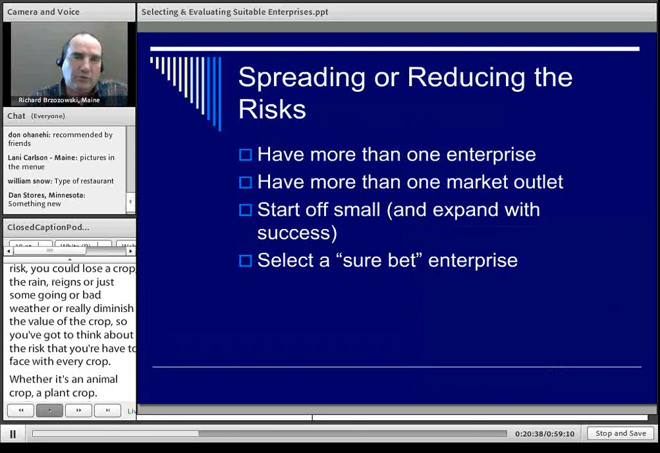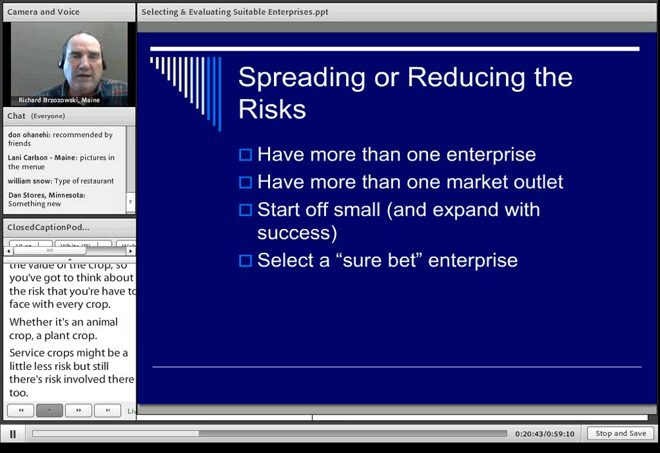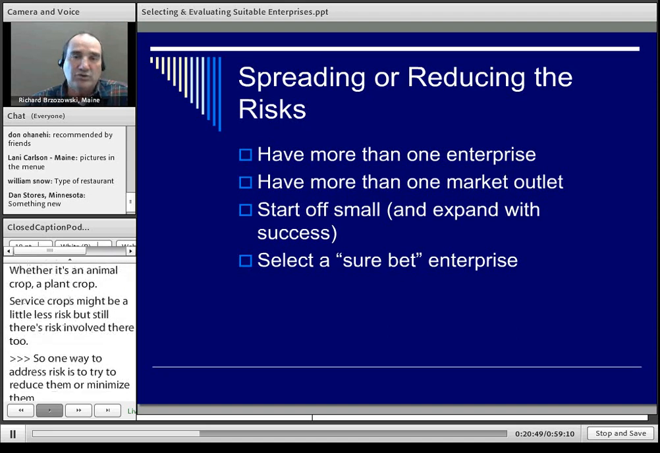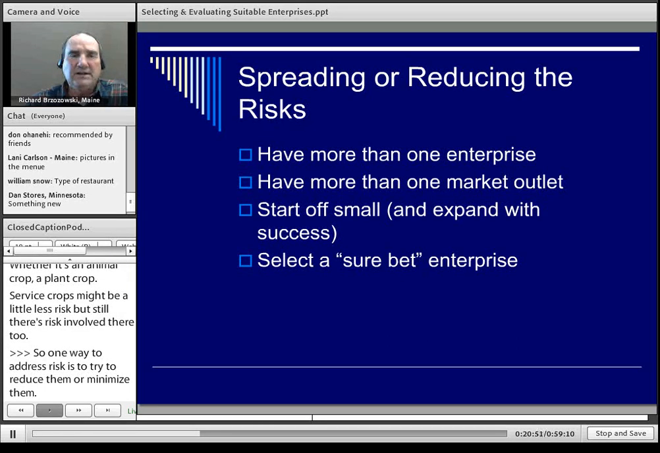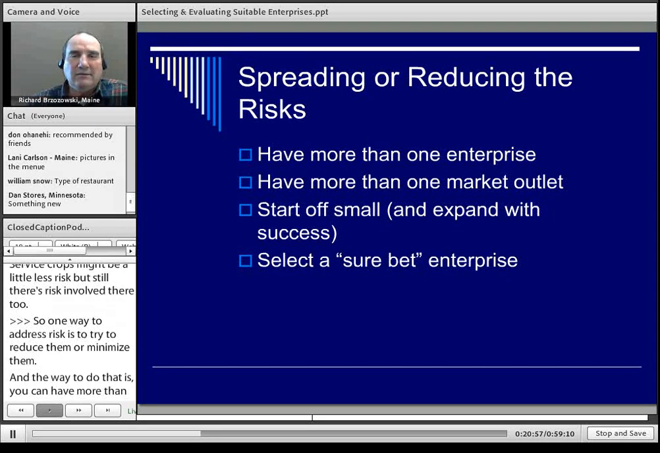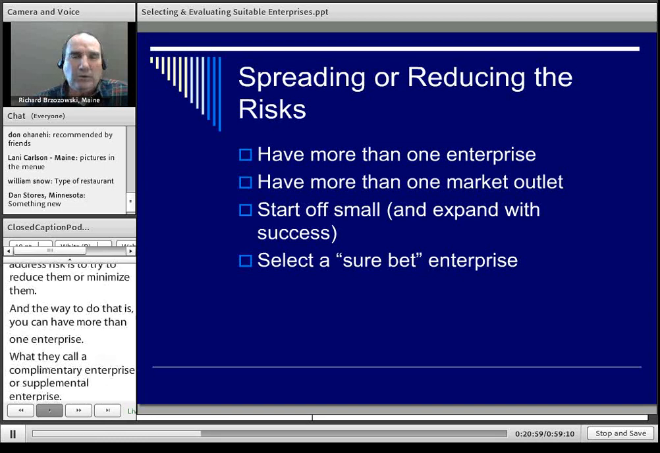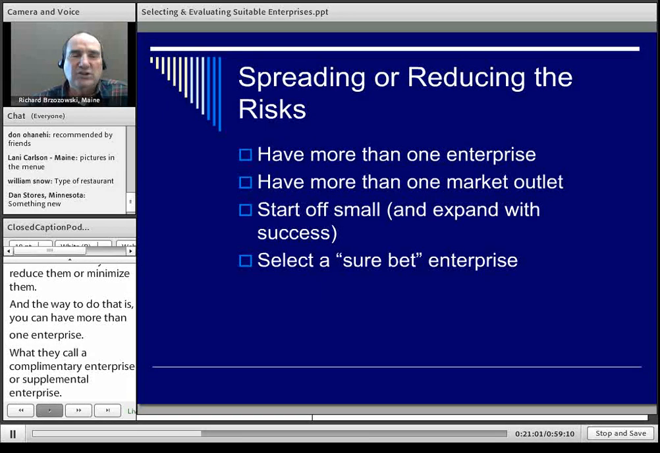So one way to address risk is to try to reduce or minimize it. And the way to do that is you can have more than one enterprise, what they call a complementary enterprise or supplementary enterprise. Having more than one, don't put all your eggs in one basket. You've heard that saying before. Well, that just goes to show that you need to spread out your risk.